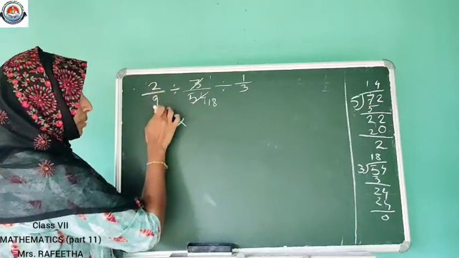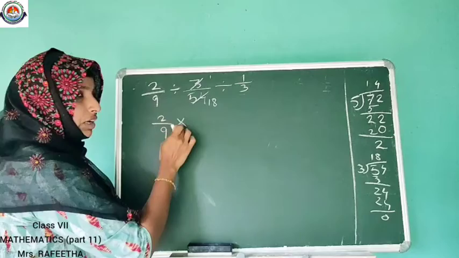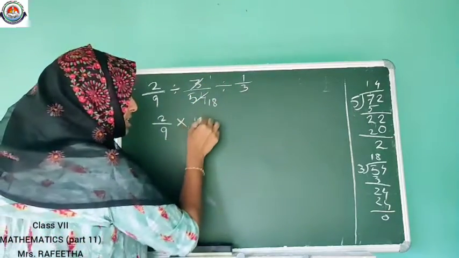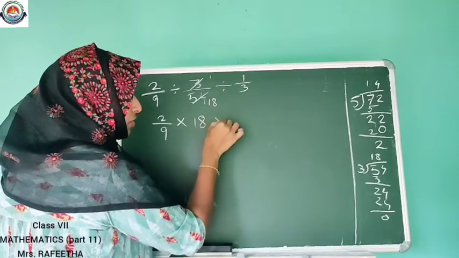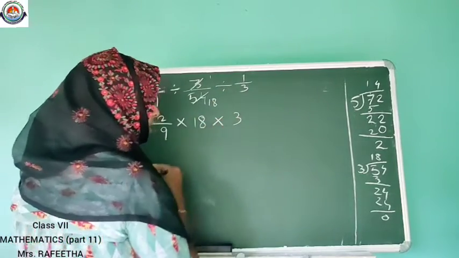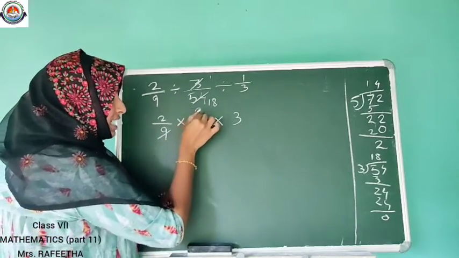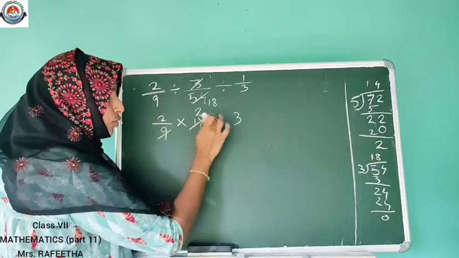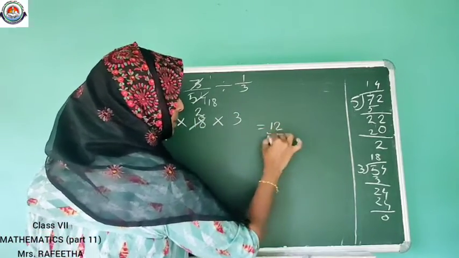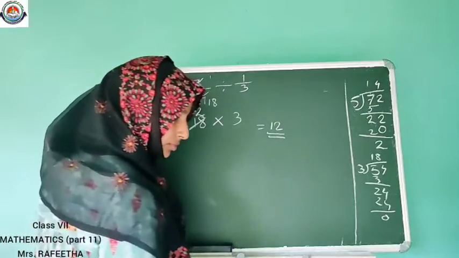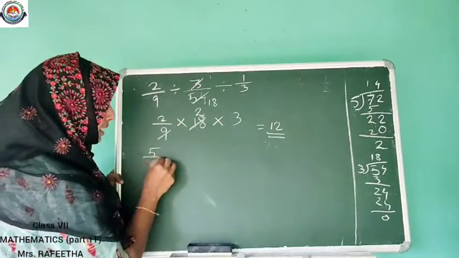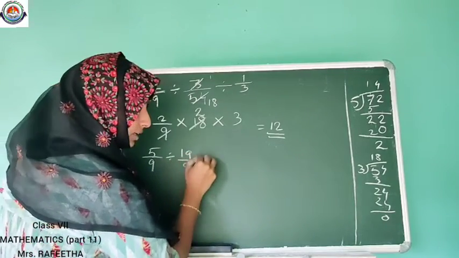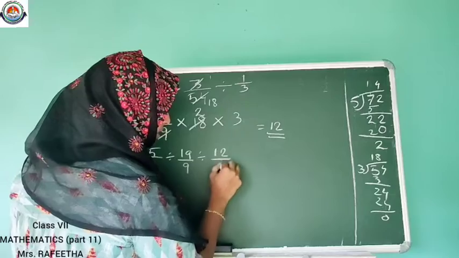Okay, so here 2 by 9 itself, instead of division we wrote multiplication. Then 1 by 18, reciprocal of 1 by 18 is 18. Instead of division, multiplication, 1 by 3 will be 3. So 9 and 18 we can cut, write 2 into 2, 4, 4 2s are 4, 4 3s are 12. So 12 will be the answer. The next, 5 by 9 divided by 19 by 9 divided by 12 by 13.